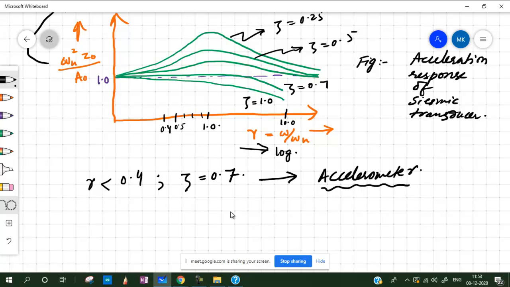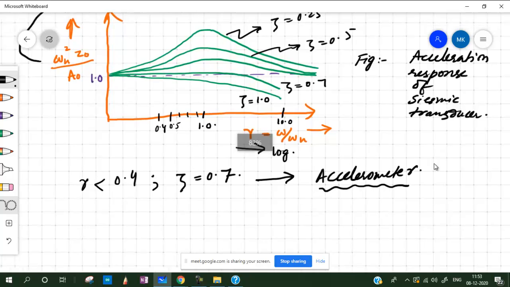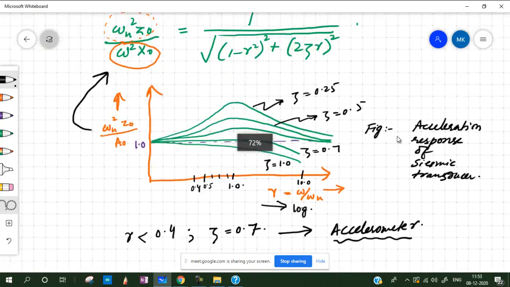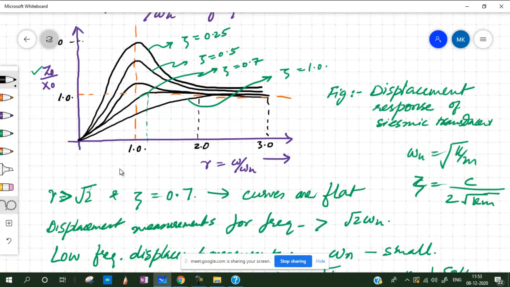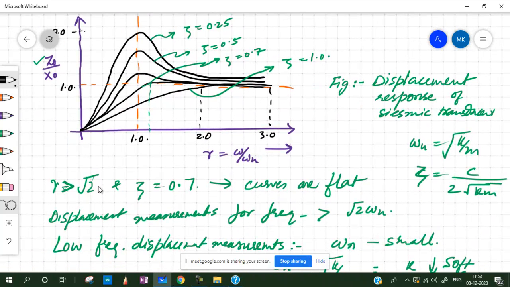So for a low amplitude but very high acceleration, you would need to measure the acceleration as an accelerometer, so you need to design it this way. So the left part, R less than 0.4. And if we want to use this typically as a displacement transducer in the case of an earthquake, then using it this way on the right side would be preferable. In that case, we would like to have R greater than root 2, where R corresponds to the ratio of the frequencies, which means omega by omega n.